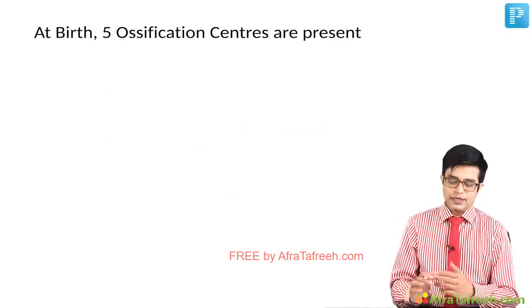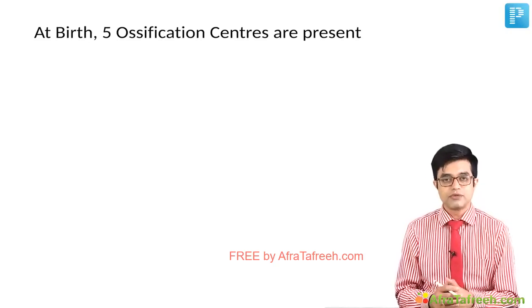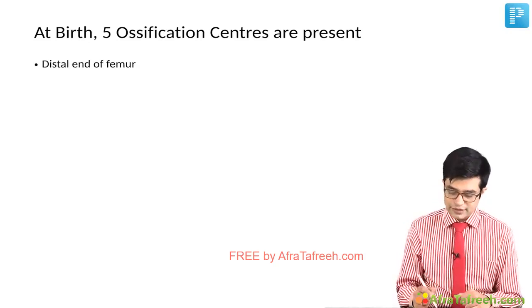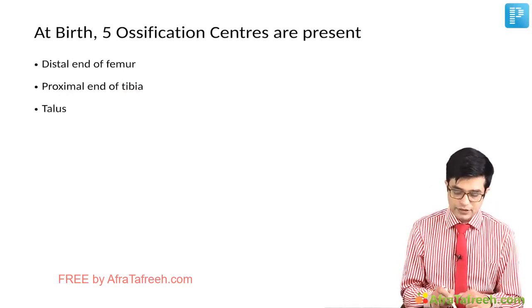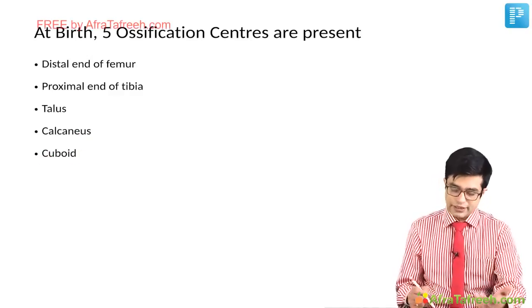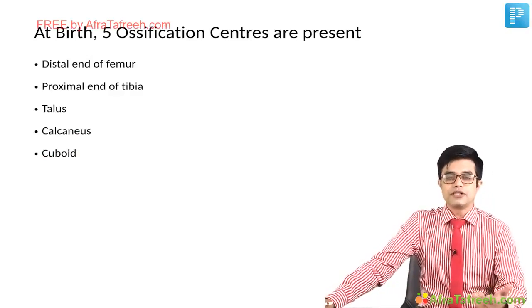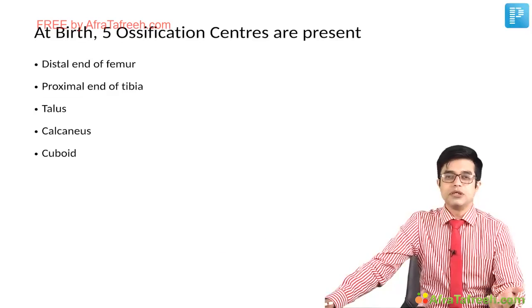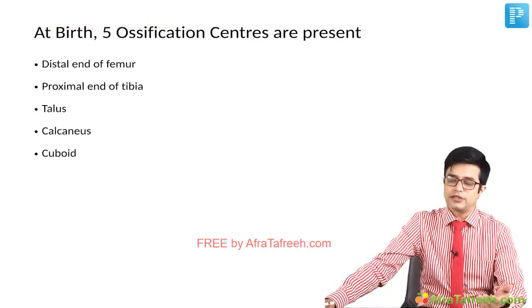Now, related to bone age, at birth, you should know that there are 5 ossification centers which are present. First is the distal end of femur, second is proximal end of tibia, third is talus, fourth is your calcaneus, and fifth is cuboid bone. So this question, again a one-liner, can be asked. All of the following ossification centers can be present in a child at birth except. So that is how this small table can be asked in your exam.